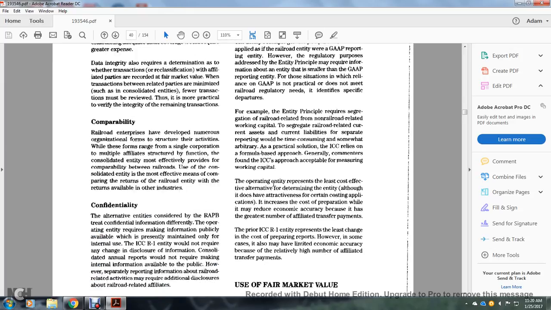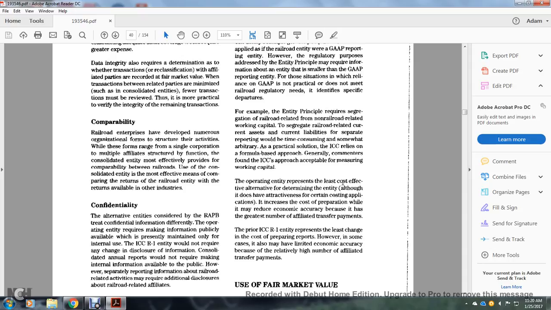Departures. For example, the principle requires the segregation of railroad-related and non-railroad-related working capital, segregating railroad current assets and current liabilities for separate reporting. Assuming the somewhat arbitrary, the practical solution, the Interstate Commerce Commission relies on a formula-based approach. Government commentaries are found on the Interstate Commerce Commission approach of acceptable measuring working capital.